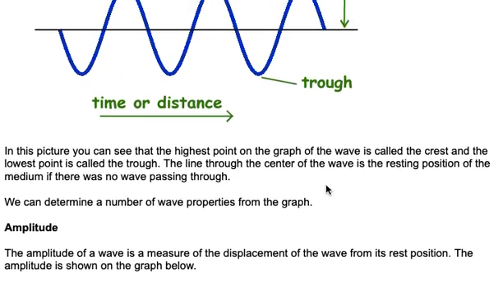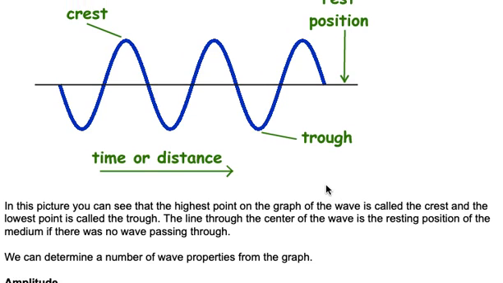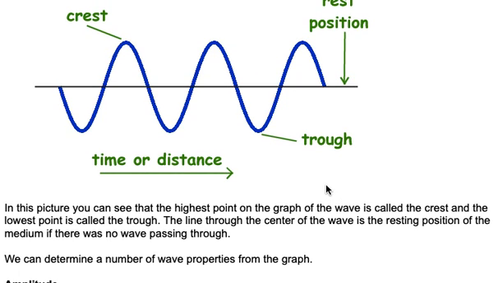In this picture, you can see that the highest point on the graph of the wave is called the crest, and the lowest point is called the trough. The line through the center of the wave is the resting position of the medium if there was no wave passing through. We can determine a number of wave properties from the graph.